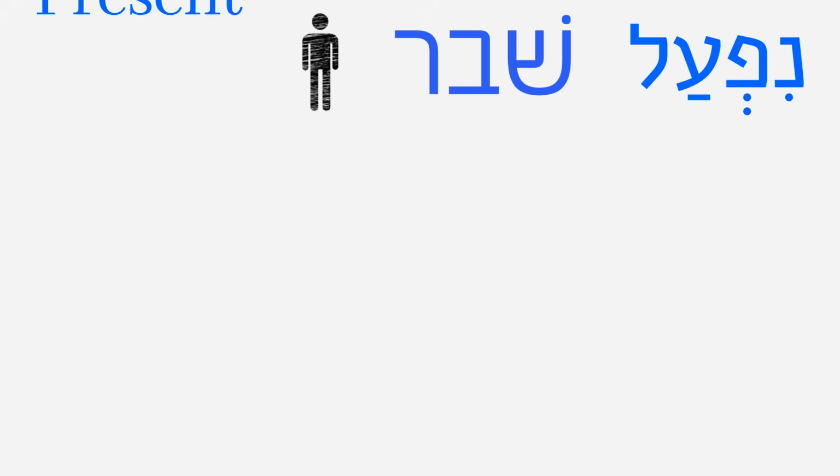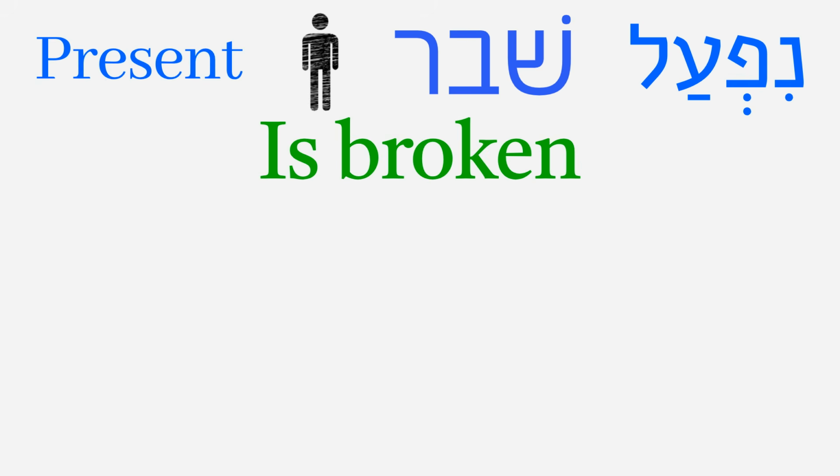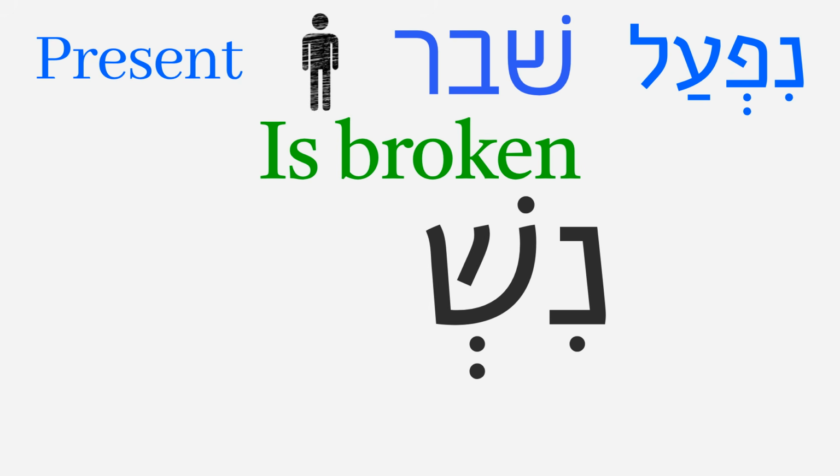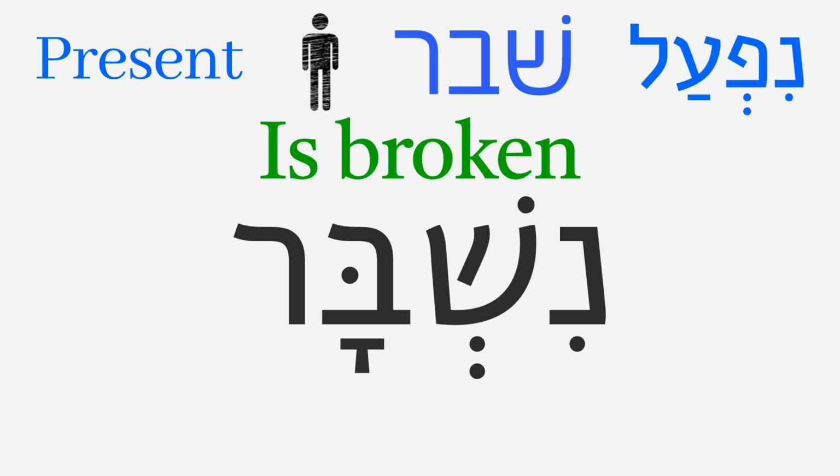The masculine singular form of the present tense is broken will have a nun with hirek as its prefix, first root letter shin with shva, second root letter bet, this time with dagesh and kamatz, and third root letter resh. Nishbar is broken in masculine singular form.